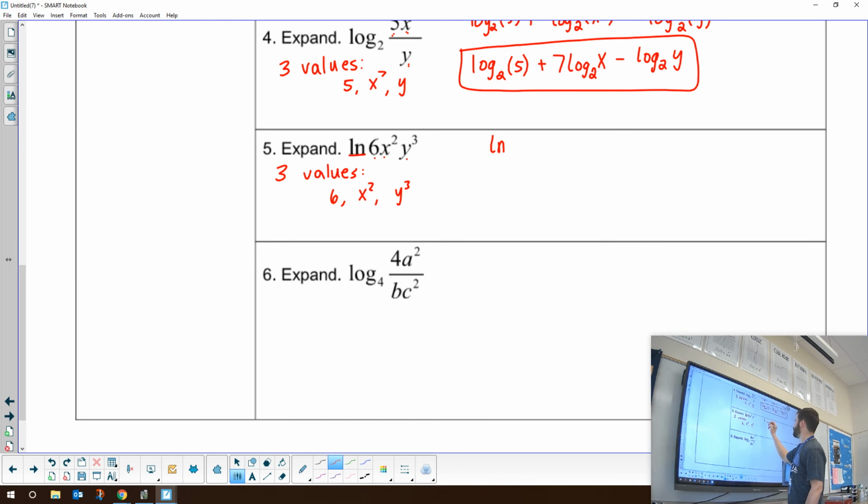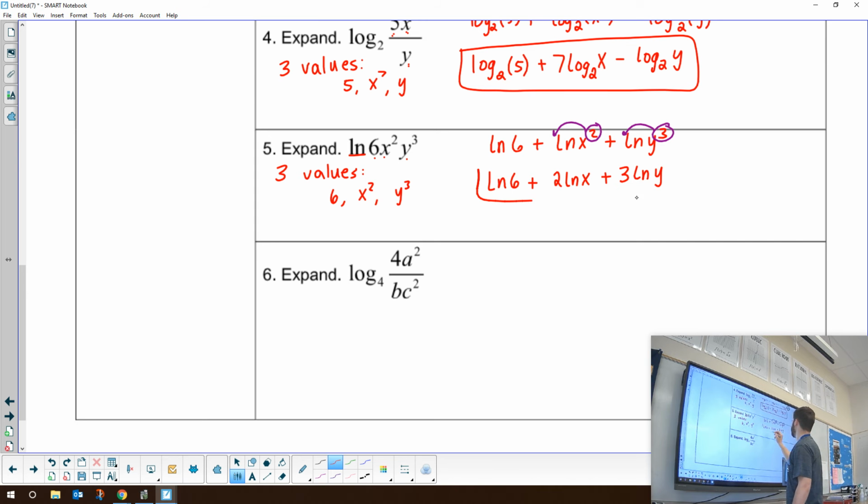So we're going to go natural log of 6 plus natural log of x squared plus natural log of y cubed. So once again, all we're doing is multiplying here, so we can just expand it out by adding. We're just giving each one of my values its own log and expanding it out. All right, now I can take my exponents here and move both of these to the front. So I can go natural log of 6 plus 2 natural log of x plus 3 natural log of y. And there we go. We've expanded that out.